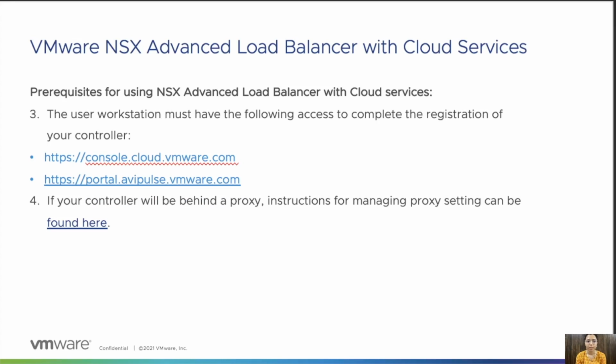The third prerequisite is that your user workstation must have access to the following links, which is console.cloud.vmware.com and portal.avipulse.vmware.com for your controller to be able to complete the registration process.